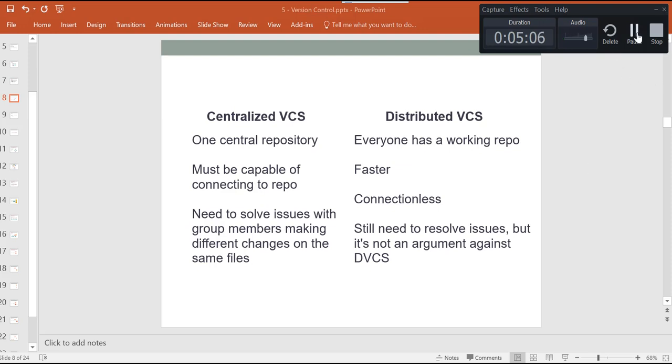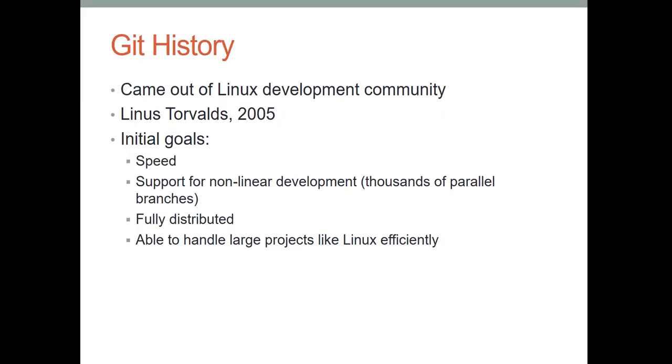Okay, question for you. In IntelliJ for the College World project, which do we have? Are we doing centralized or are we doing distributed? Which do you think it is? Do we have a copy of all the code on our laptop, or are we just getting one file and all the code is coming from the repository? And the answer is we are using distributed because we have a copy of all the code.